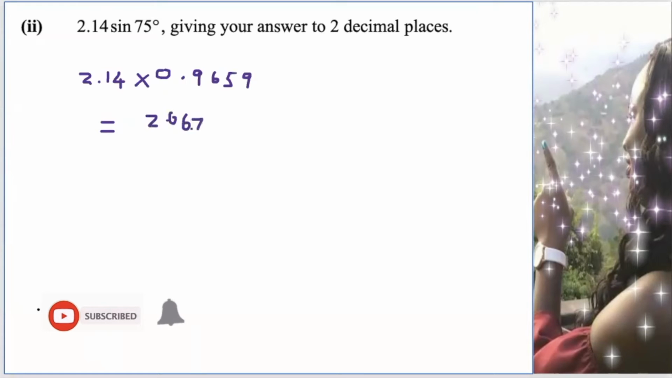2.067. However, the question asks for 2 decimal places. So it means I have to round it to 2 decimal places. So this 6, I will round it up, so it becomes 2.07. And this is the answer. So this is 1 decimal place, 2 decimal places, and the question asks for 2 decimal places. So that's why it's 2.07, because you have to round up the 6 because there's a 7 behind it.